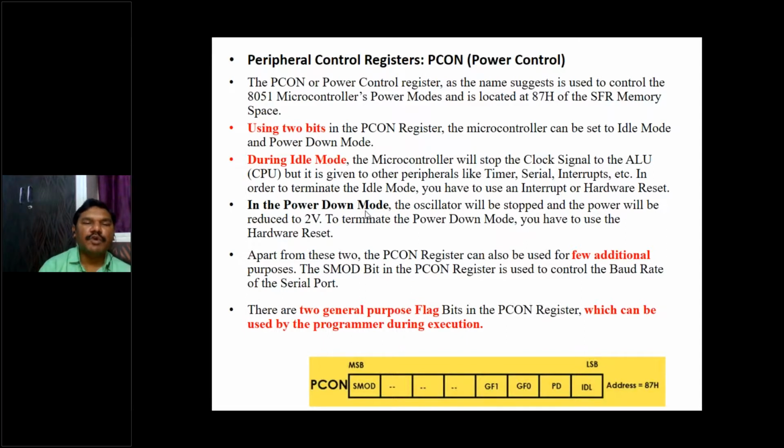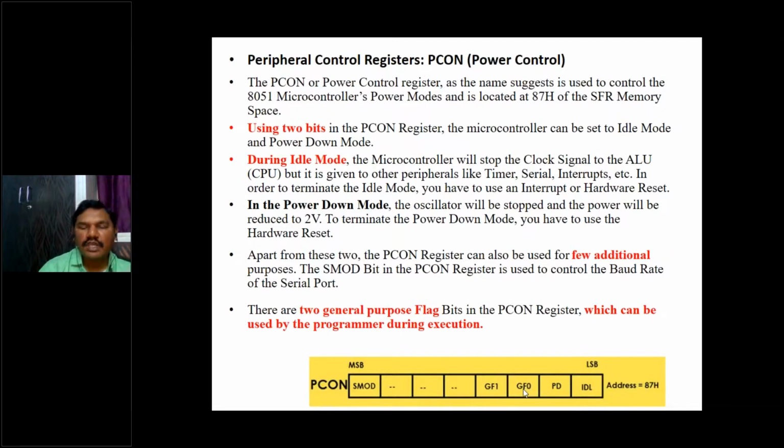In the power down mode, right, what is happening? Usually our mobile phones or microcontrollers are operating at a 5 volt power supply. Then you can see that in the mobile phone we can dim the brightness. How will it dim the brightness? By reducing its power voltage from 5 volts to 2 volts. Then it is known as the power down mode. So to terminate the power down mode, you have to use the hardware reset. Again, you have to touch the touch screen. Then it is again with high brightness, meaning it is giving the original power supply value. That is what we call setting and resetting of the power down mode.